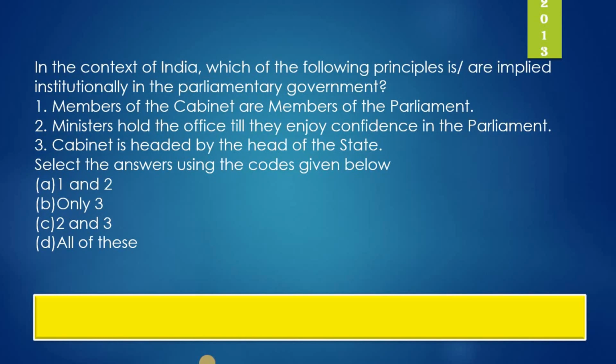Next question. In the context of India, which of the following principles is or are implied institutionally in the parliamentary government? One, the members of the cabinet are members of the parliament. Two, members hold the office till they enjoy confidence in the parliament. Three, the cabinet is headed by the head of the state. The codes are 1 and 2, only 3, 2 and 3, or all of these. The answer is option A, that is 1 and 2. The first and second statements are correct.